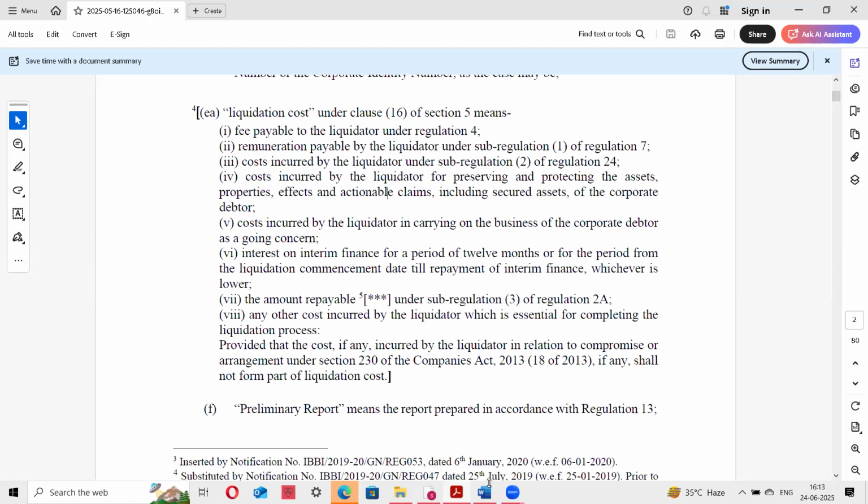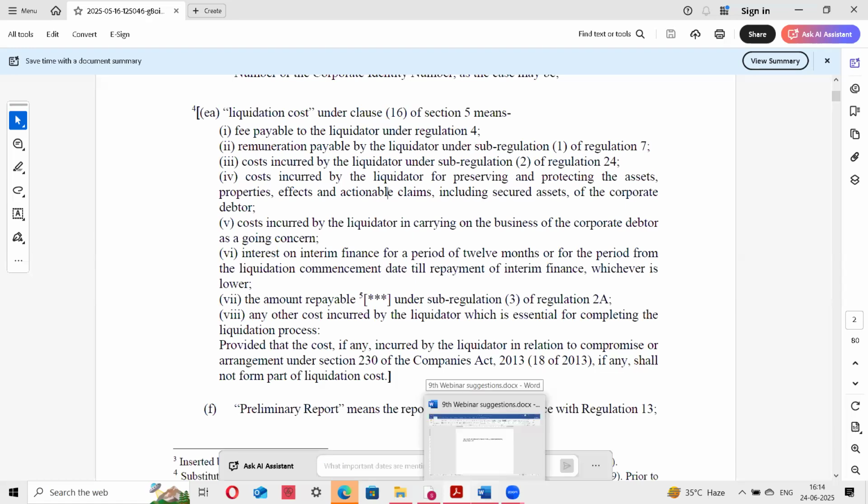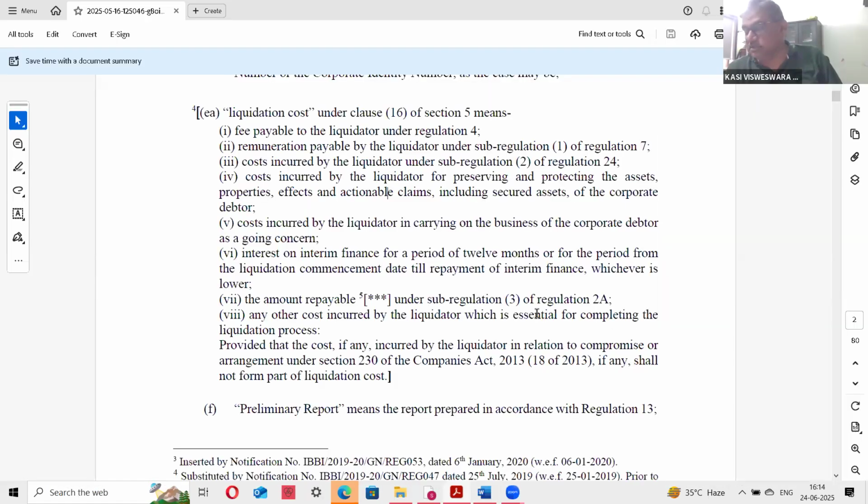Now you have the chance, you can make your suggestions. It is better to say whichever is later, whichever is lower here, they have mentioned. But they are saying it in terms of amount.